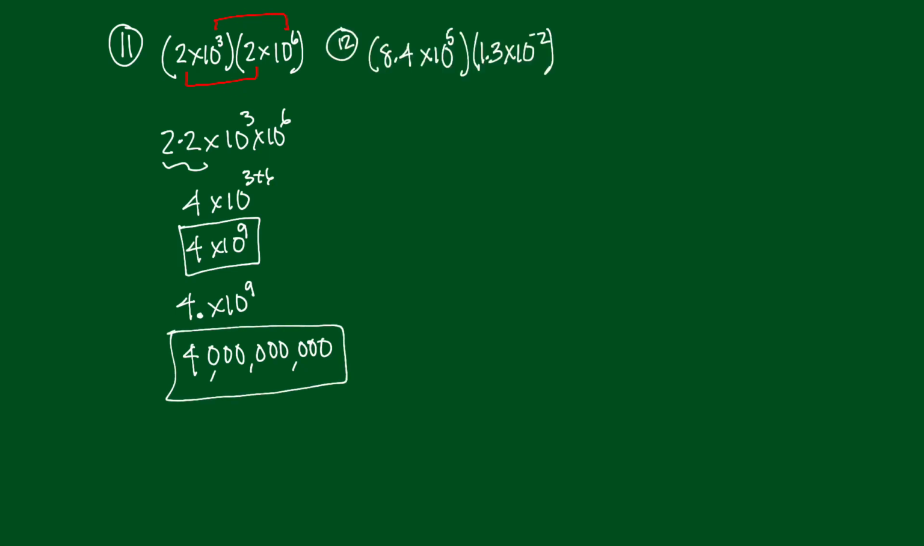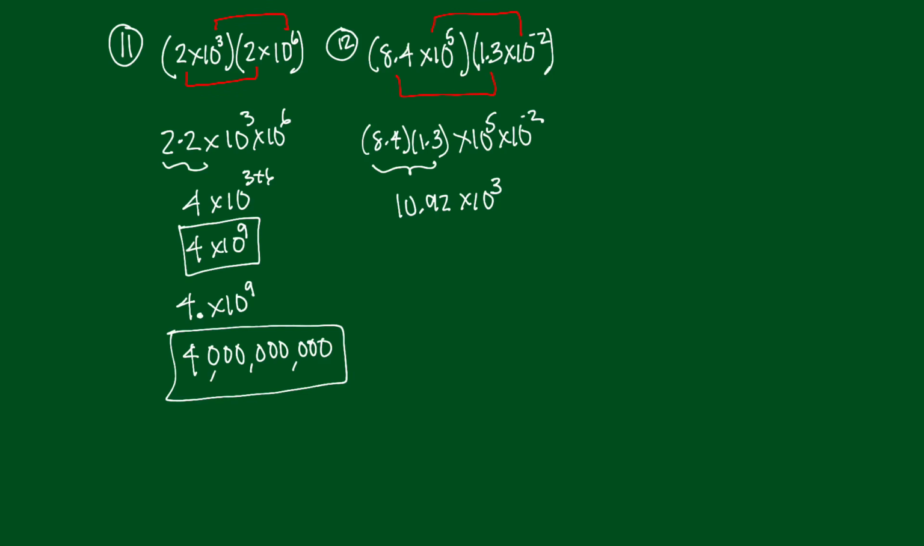Number 12, we're multiplying 2 numbers, both in scientific notation. So let's multiply the non-10 parts and then the 10 parts. So how about 8.4 times 1.3? I'll use my calculator to do that. And then times 10 to the 5th times 10 to the negative 2. Now, calculator. I got 10.92. Times 10 to the, now what do you do with these exponents? Right, we're multiplying 2 powers with the same base, so I'm going to add the exponents. 5 plus negative 2. All right, 5 minus 2 is a 3.